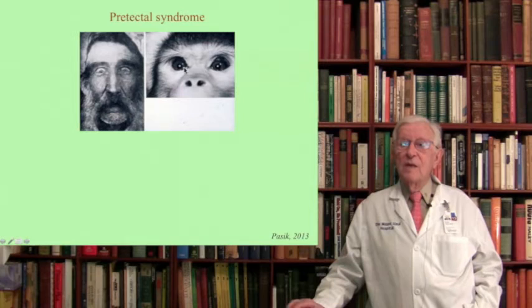But in the monkey, you have the same thing. You see the retraction of the upper lid and also the lower lid, by the way, and some pupillary disturbances, all right? And where is the lesion? We know where the lesion of the monkey is. I can show you that.